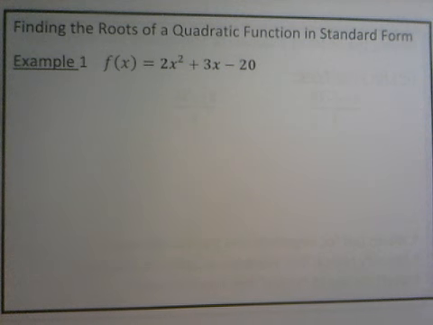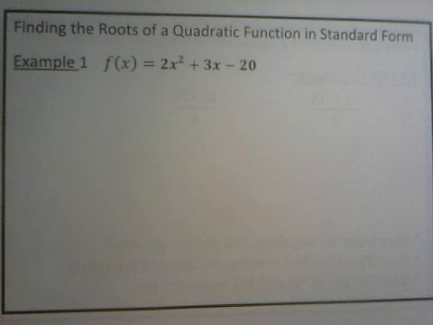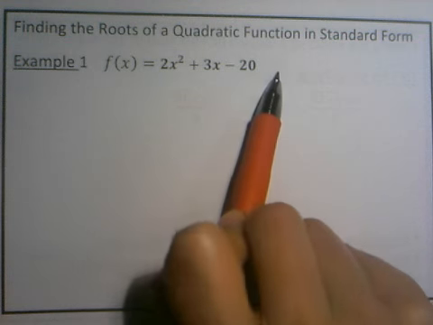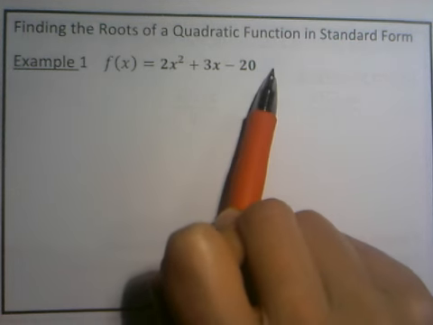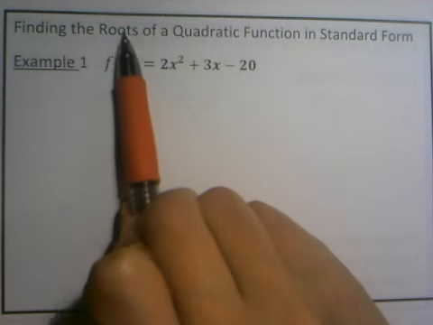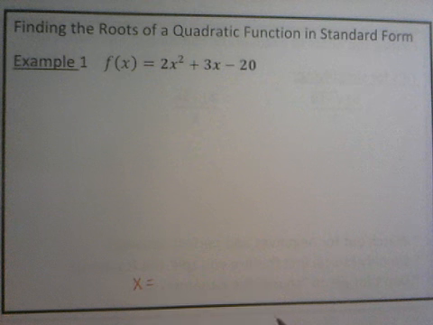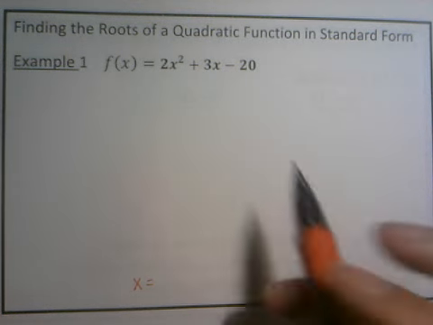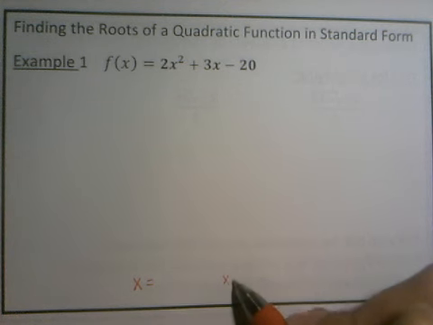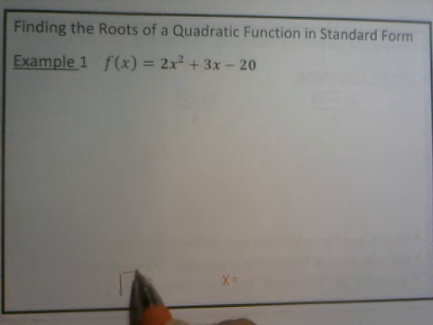This video will show you how to find the roots of a quadratic function when it's already in standard form. Remember that standard form means that you have no parentheses, that you have a, b, and c values. And remember that finding the roots means we're looking for an answer where you have x equals. And usually for a quadratic function, we're going to have two roots, x equals, x equals.